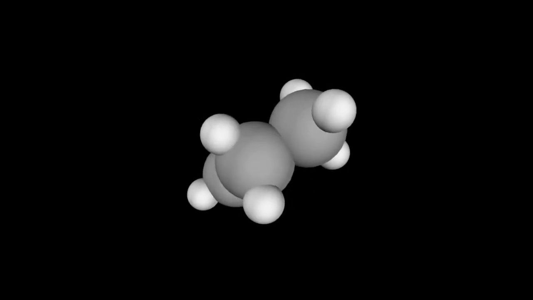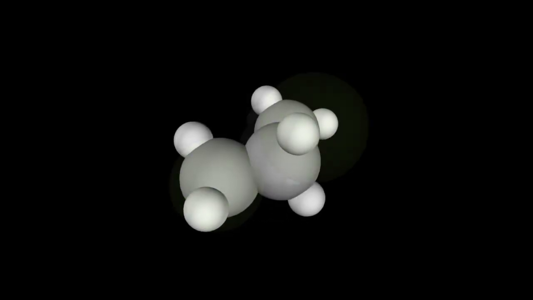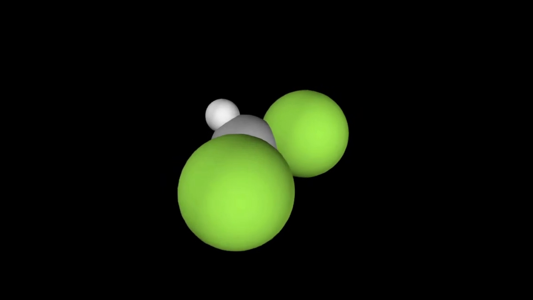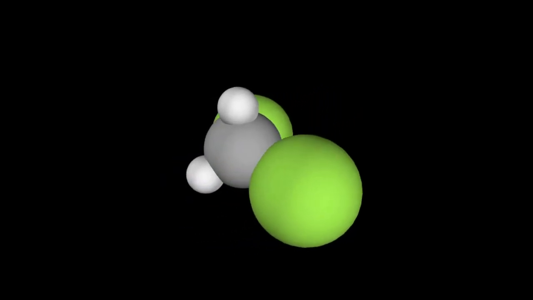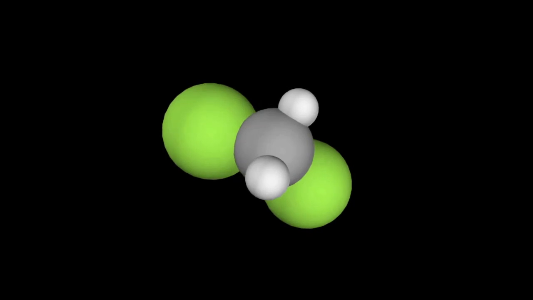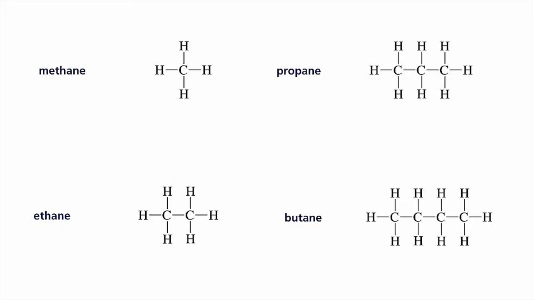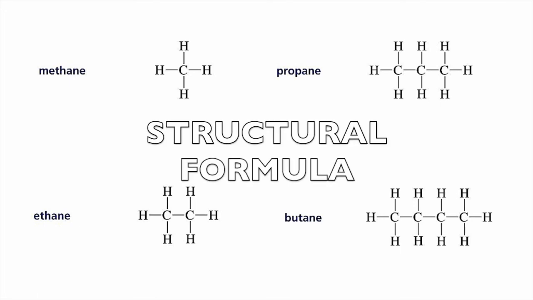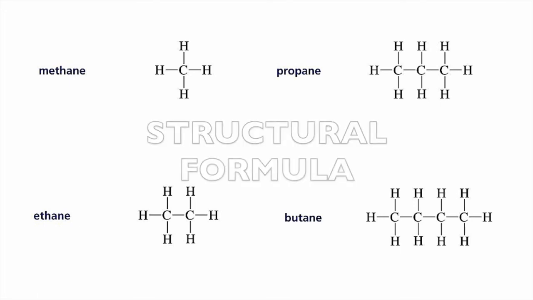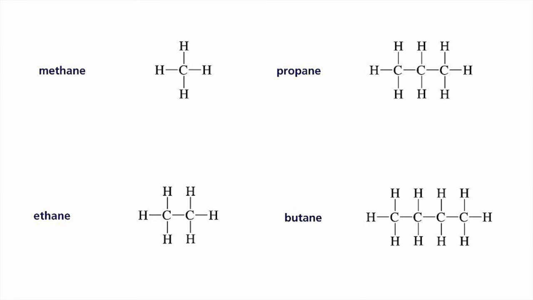The sizes of the atoms are represented by the sizes of the spheres. Larger elements are modeled using larger spheres. Smaller elements are modeled using smaller spheres. Computers are often used to make 3D space-filling models. Here is another model called a structural formula. Structural formulas are a little like ball and stick models, except that instead of atoms being represented by spheres, they're represented by the symbol for the element.